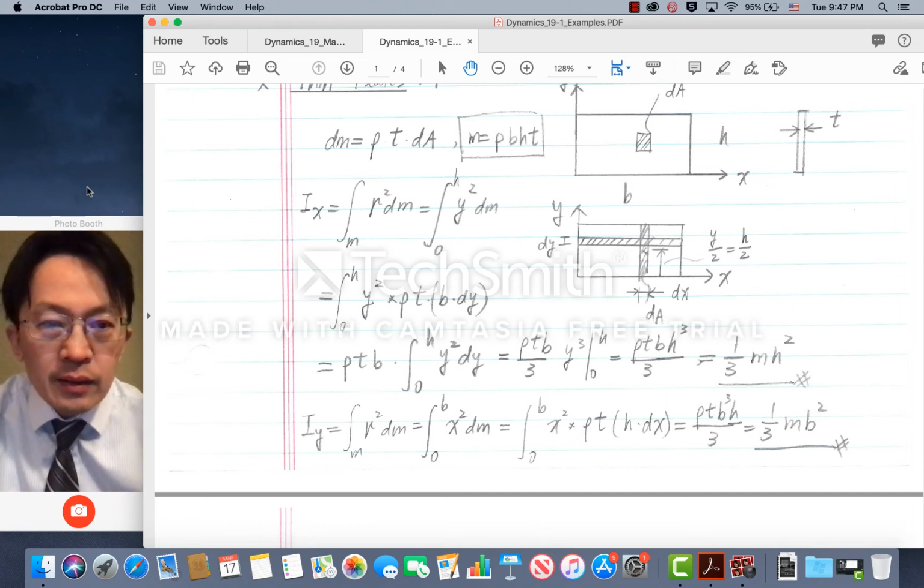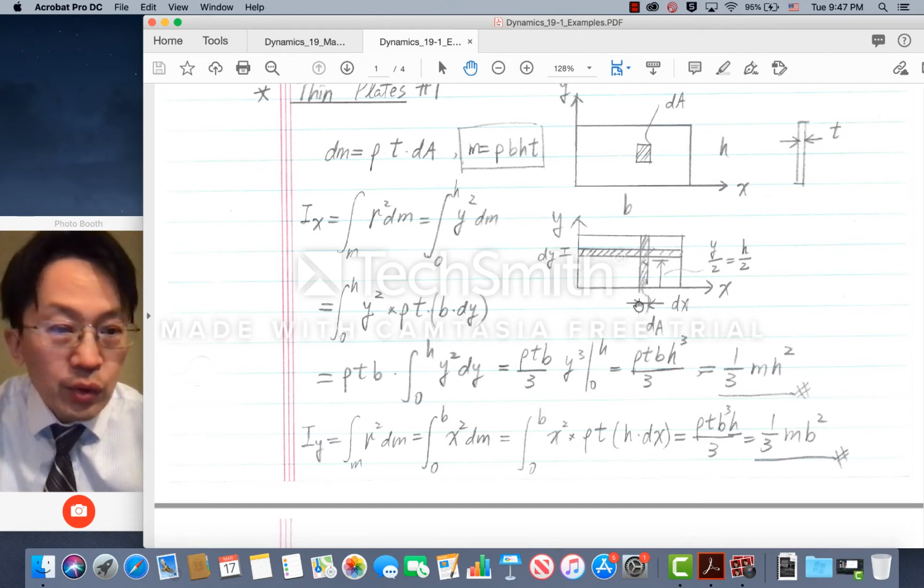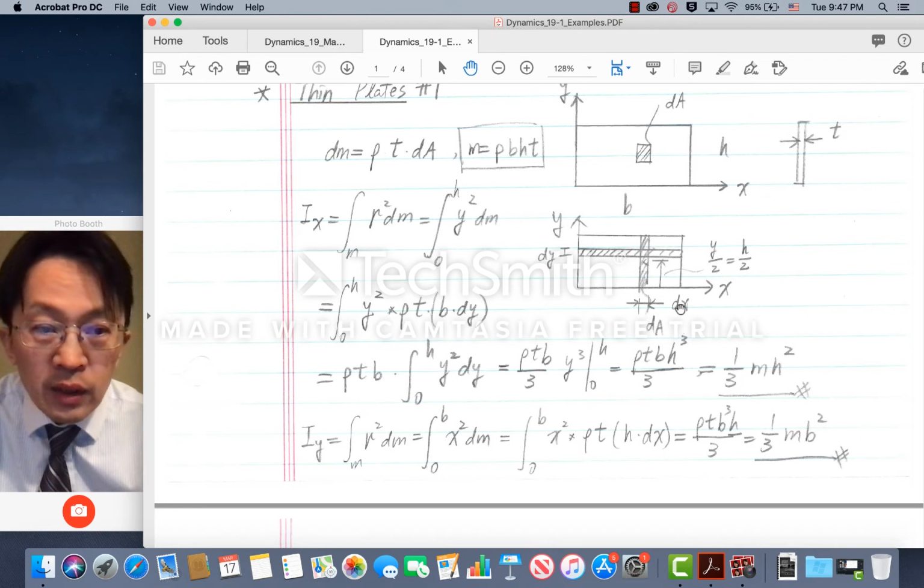Now let's understand this clearly. We have two ways to calculate dA. Either you use the entire length, which is b, times dy, you can get a dA, or you use the entire width, which is h times dx, that will also give you dA. Now, in finding the mass moment of inertia along the x-axis, which one should we use?